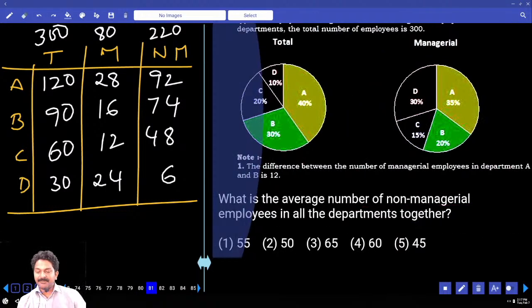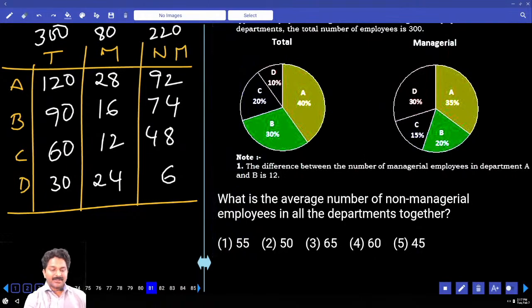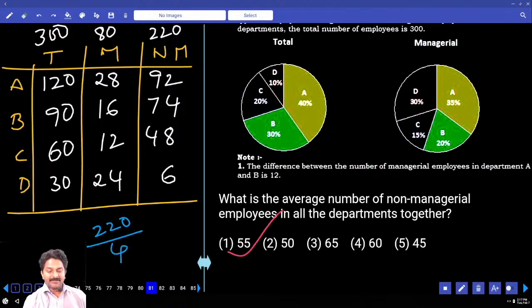What is the average number of non-managerial employees in all departments together? Non-managerial employees in all departments, 220. Asked to calculate the average by 4. Answer 55, an 11 multiple.